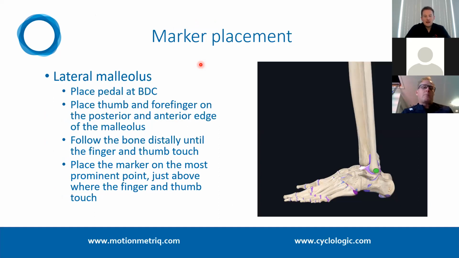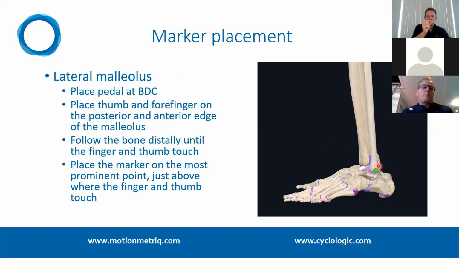The way I've described placing the markers is based on a textbook that helps scientific researchers place markers. So it's a pretty robust method, but it does take a bit of practice to feel out those bones and get a real knack for it. What you would do is place your thumb and forefinger on the posterior and anterior edge of the malleolus, which basically means place, depending on which side and which hand you're using, the thumb on one side and the finger on the other side.